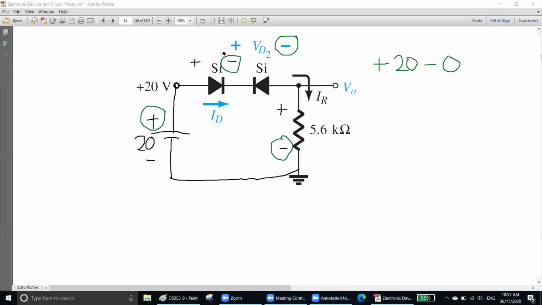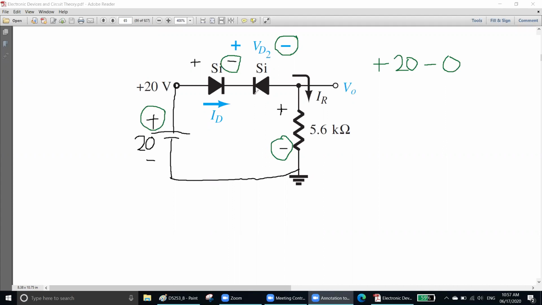Can anyone explain why there is no current in this circuit? No one? Okay. There is no current in this circuit because one of our silicon diodes is reverse biased. This silicon is reverse biased. That's why no current will enter, not even these, not even that.